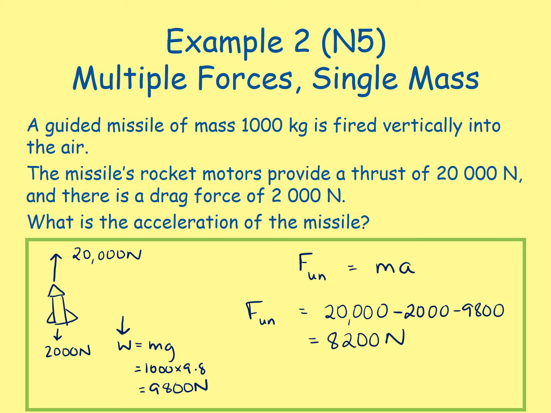We can pop this into our equation. So F equals ma, we've got 8,200 equals our mass of 1,000 times acceleration. Rearrange that. We get 8,200 divided by 1,000. And so our final answer is 8.2 meters per second squared.